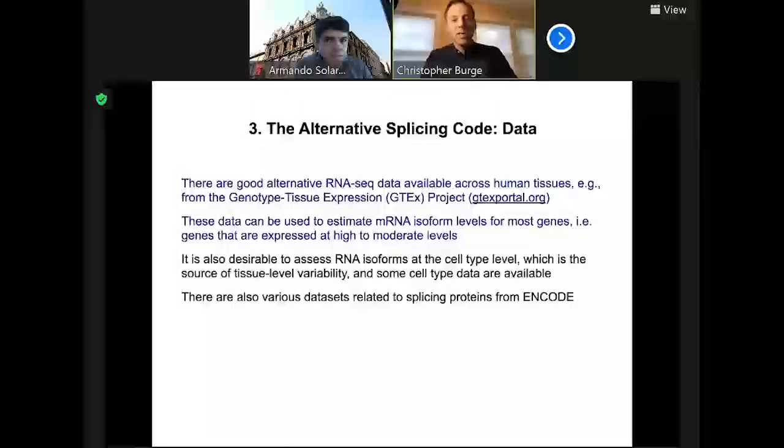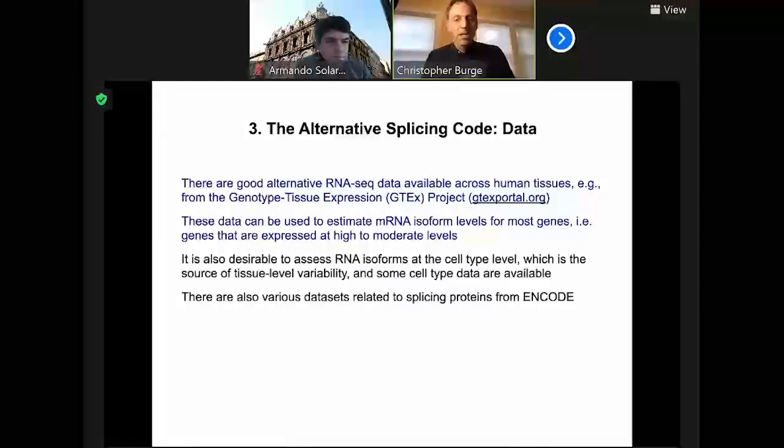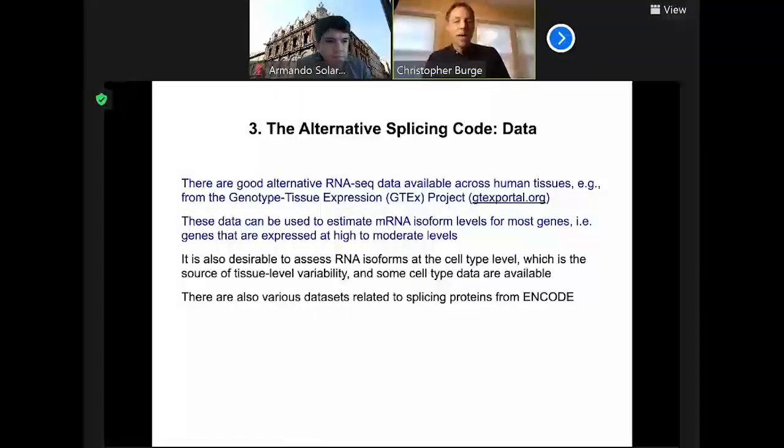So what data do we have available? So the GTEx consortium has produced lots of high quality RNA-seq data from human tissues that we can use for this project. We can estimate mRNA isoform levels for most genes. And there's also lots of data from ENCODE and other sources.